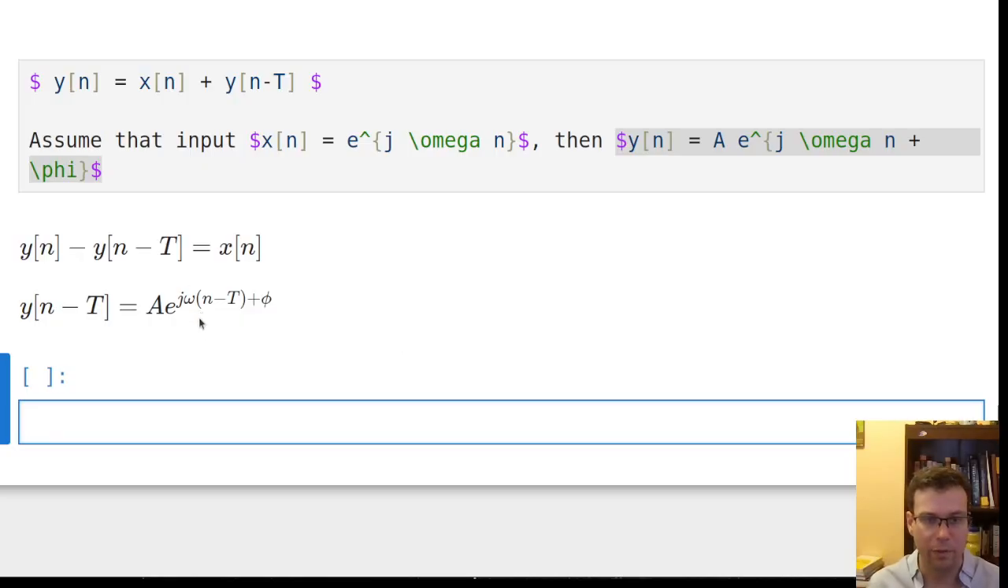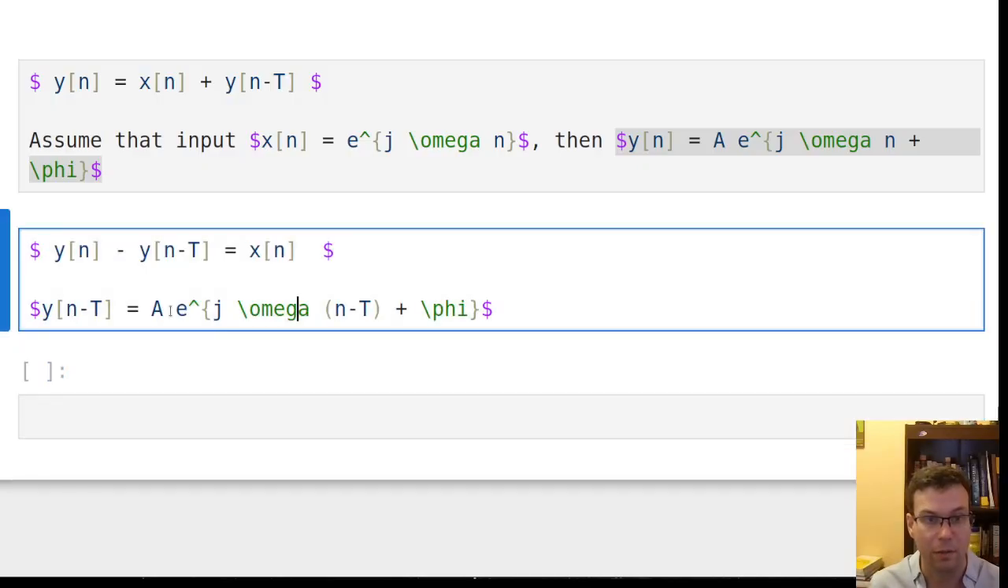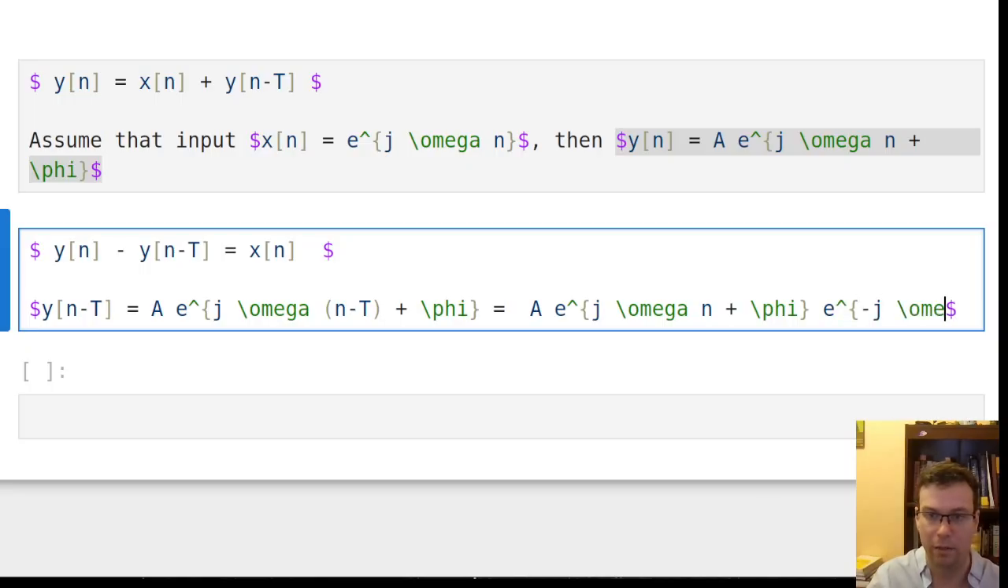And now I can do something like I did before, where I'm going to factor out. Actually, I'm going to distribute this quantity n minus t through here. That's going to give me e to the j omega n, and then I'll put the phi in there. It's also going to give me e to the negative j omega n times t. So when I factor this out, what I'll get is a e to the j omega n plus phi, just like I had before, but times e to the negative j omega t.